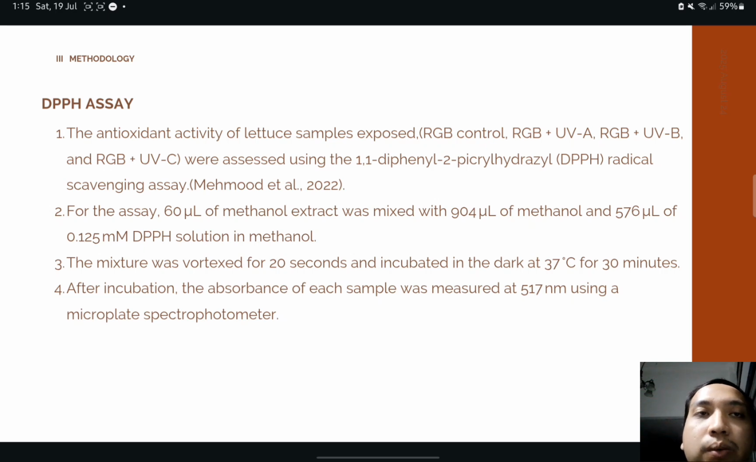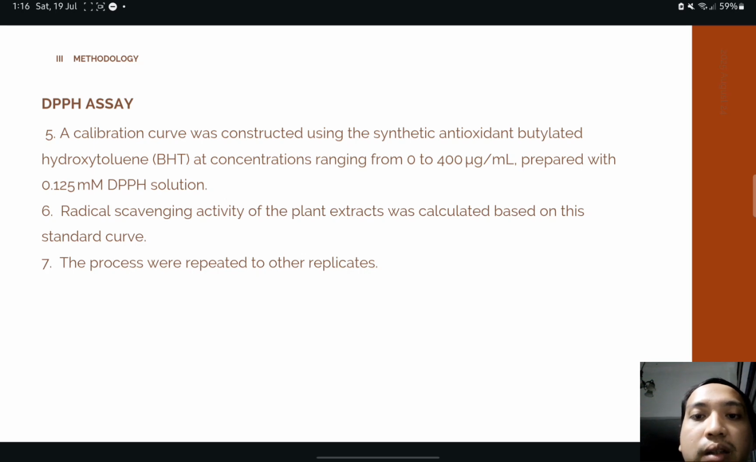Then after incubation, we observed the absorbance using the spectrophotometer at 517 nanometer. And then from the values we got, we made a calibration curve using the synthetic antioxidant BHT at concentrations ranging from 0 to 400 microgram per milliliter, prepared with 0.125 millimolar DPPH solution. Next, the radical scavenging activity of the plant extract was calculated based on this standard curve. And then we repeat the process for the other replicates.